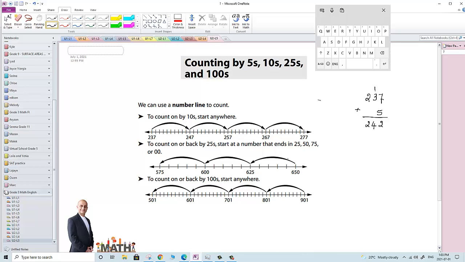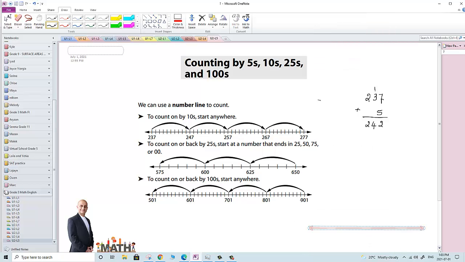But the number line can give you another hint. I can use a number line this way. I have a number line and I have the number 237 and I want to skip by 5. So 1, 2, 3, 4, 5. That means here it's going to be what? So I see 237, 238, 239, 240, 241, 242, and here it's going to be 242. So the number line is another method that I can do step by step.